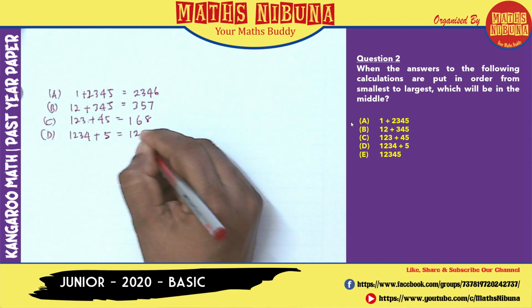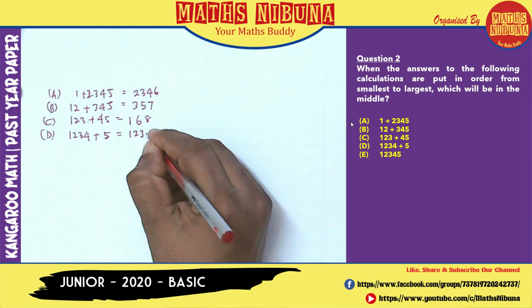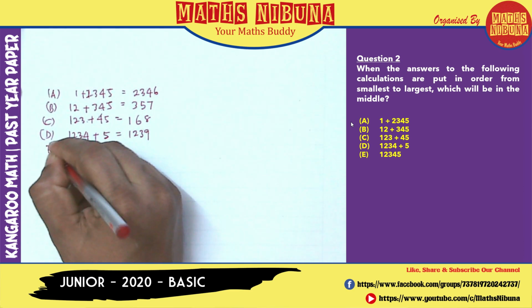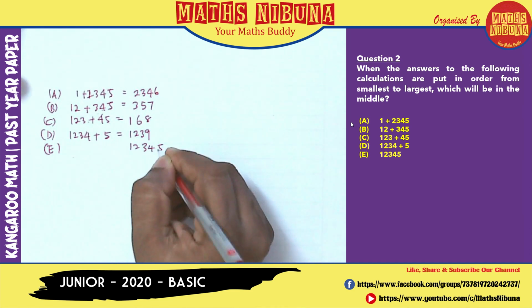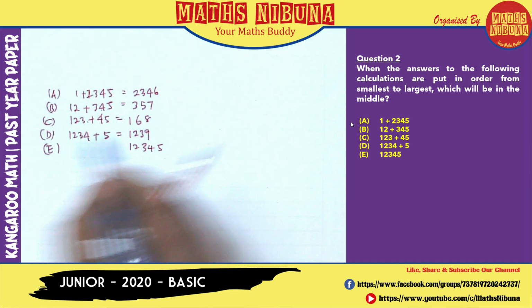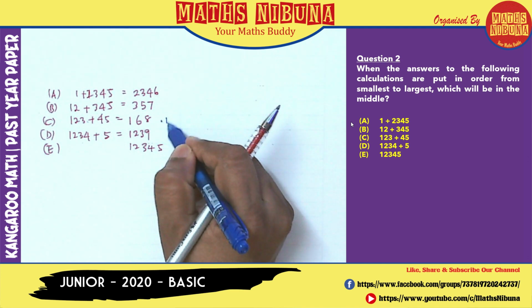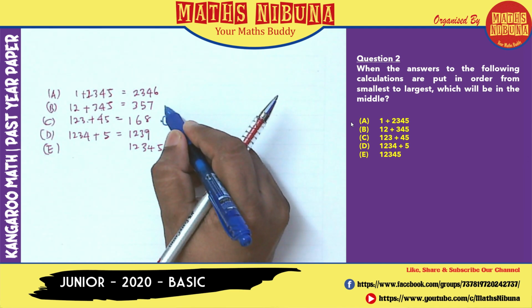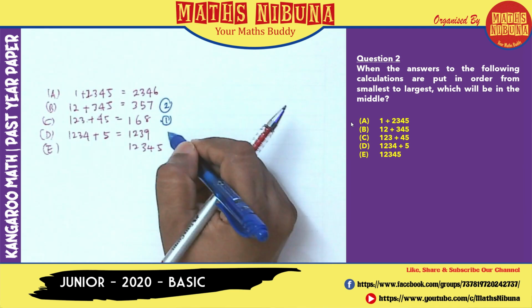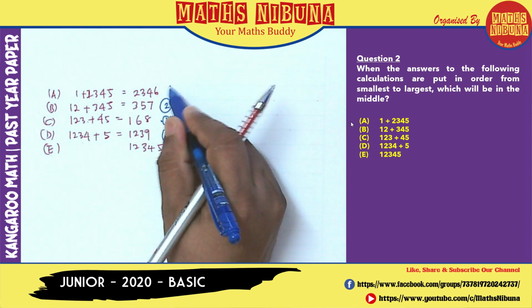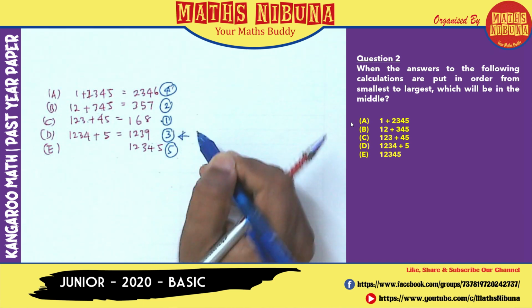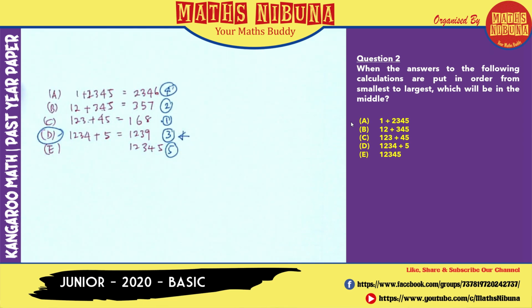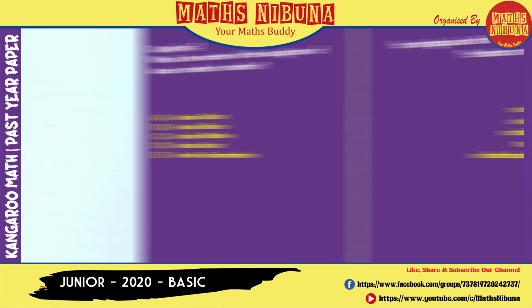So 1, 2, 3, 4 plus 5 is 9. And then E is 1, 2, 3, 4, 5. So this is the largest one, and the smallest is this one. So this is number 1. The second is this one. This is number 3. This is number 4. This is the largest. So the middle should be number 3. So the answer is D.